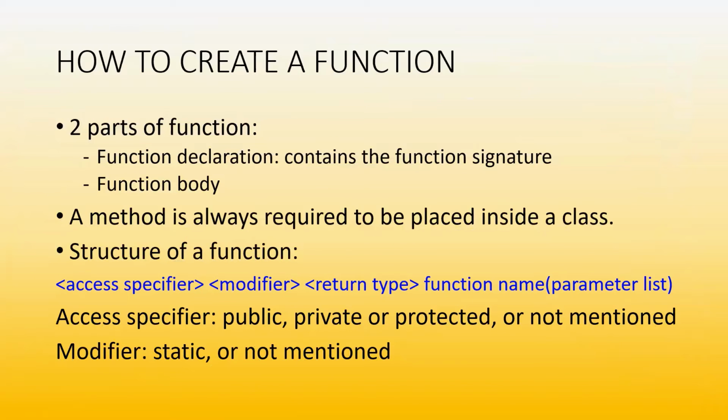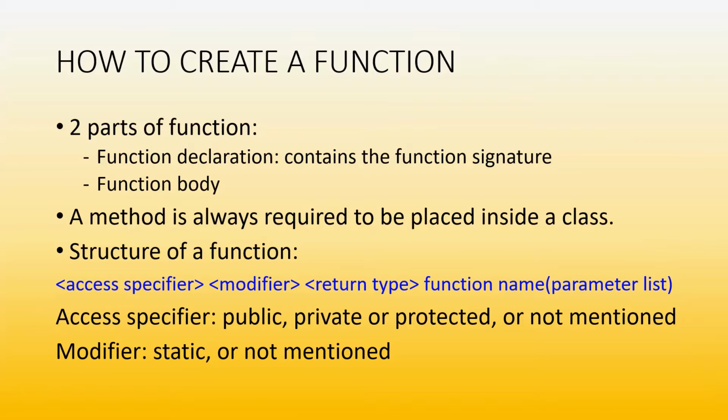Now, how to create a function? So a function essentially has two parts, which is the function declaration. The function declaration is the first line of a function, and it's also called the function prototype. It determines the interface of the function, what parameters go in, and what value comes out of it. We'll discuss what a parameter is later. Now, this function declaration or function prototype consists of the function signature.